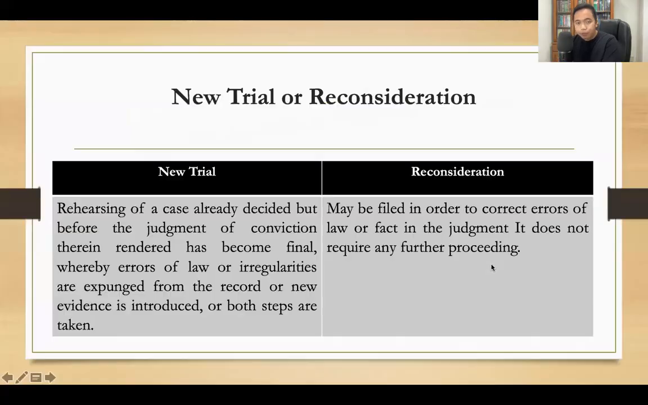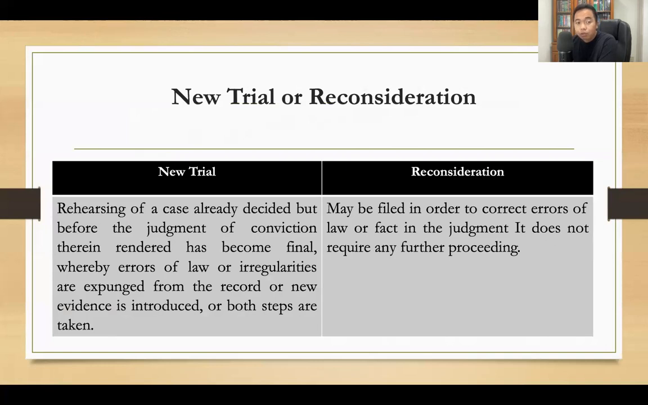Now, what is new trial? And let us distinguish it from reconsideration. These are remedies of the accused after judgment. A new trial is a rehearsal of a case already decided, but before the judgment of conviction therein rendered has become final. So before finality of the judgment, the accused can file a motion for new trial.